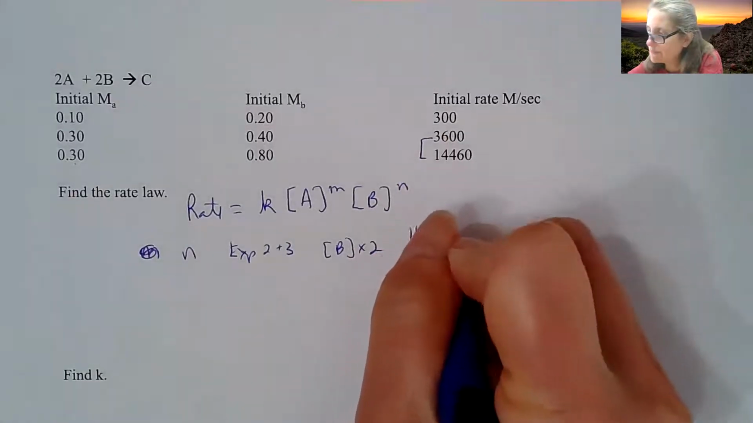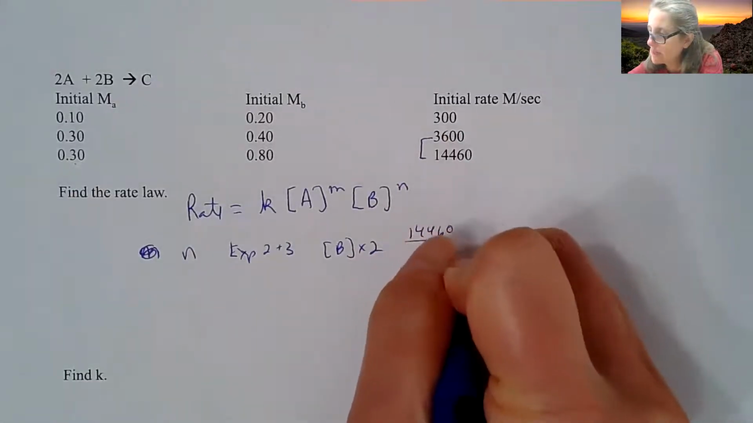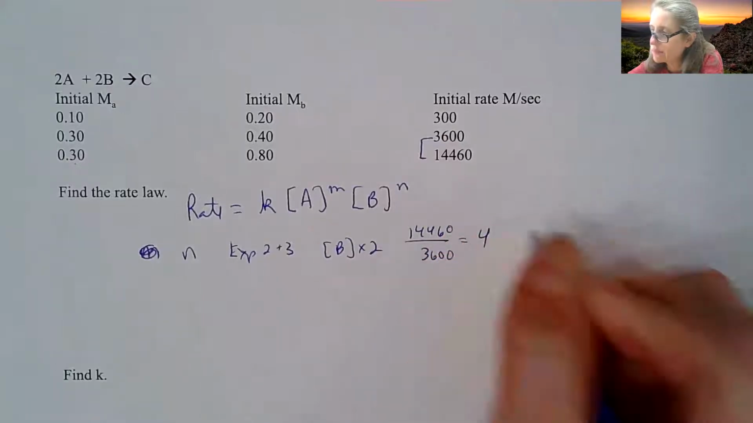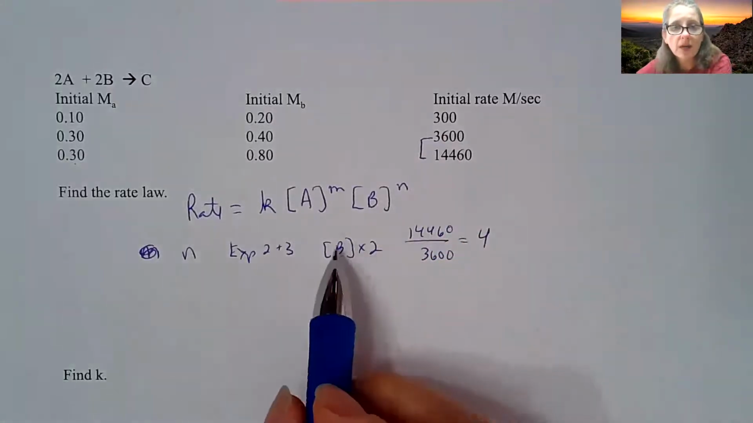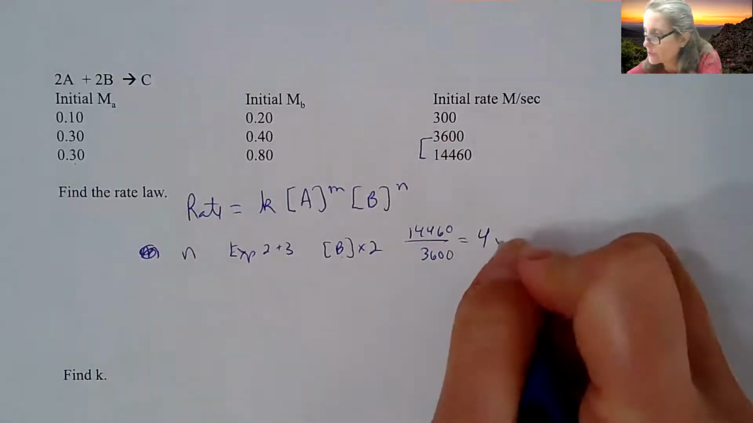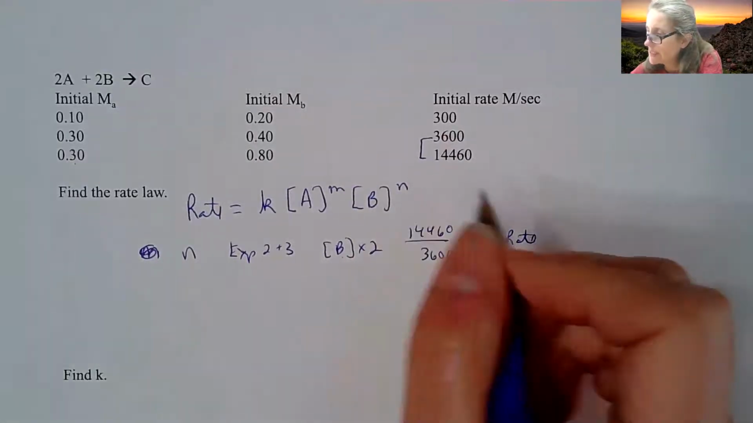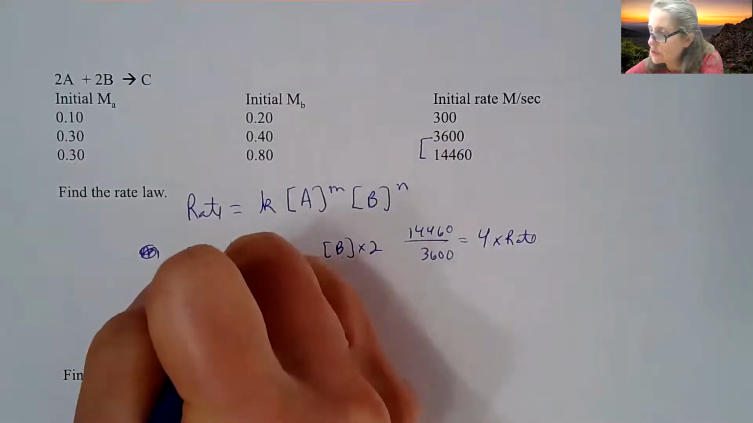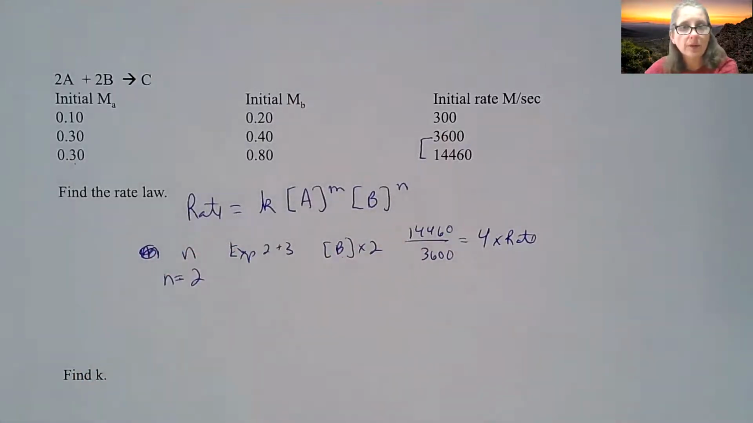So if I take 14,460 divided by 3,600, I get approximately 4. So I'm doubling the concentration of B and my rate is going up by a factor of 4. So this must mean that N is equal to 2. It is a second order reaction.